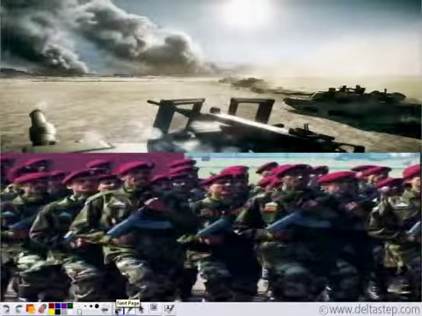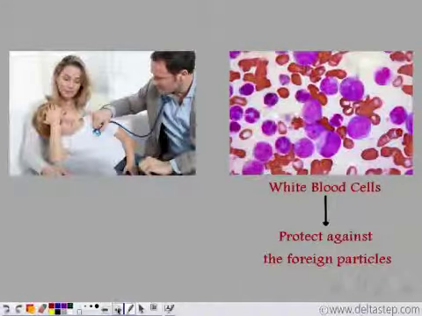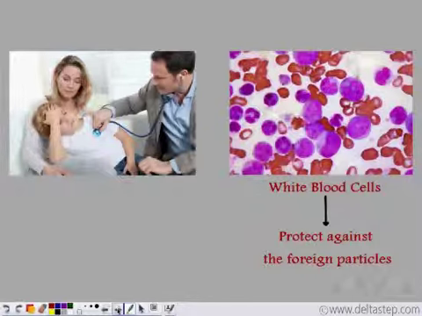Now, if you see blood of a healthy man under the microscope, you won't find many WBCs. During a war, just like more and more soldiers are sent to the war front to provide protection to the country, similarly, when infectious diseases invade the body, more and more white blood cells are produced in our body, and these white blood cells provide protection to our body. The white blood cells that are present, see, these are the white blood cells, protect against the foreign particles that enter the body and cause a lot of harm.